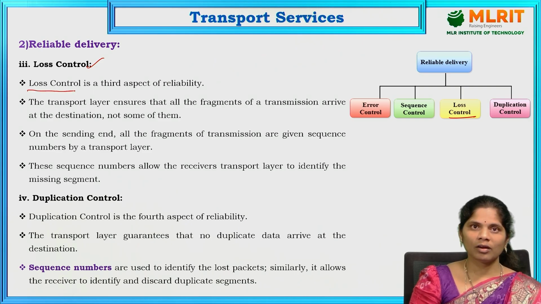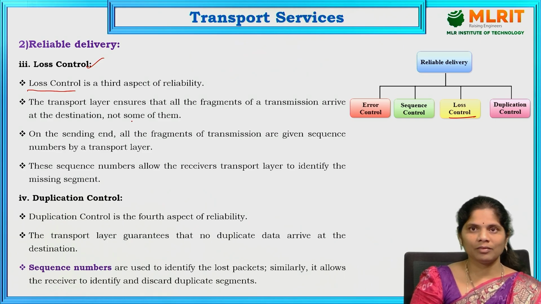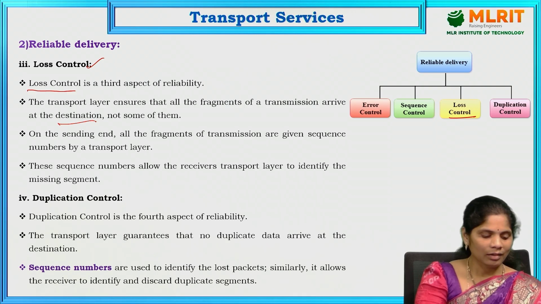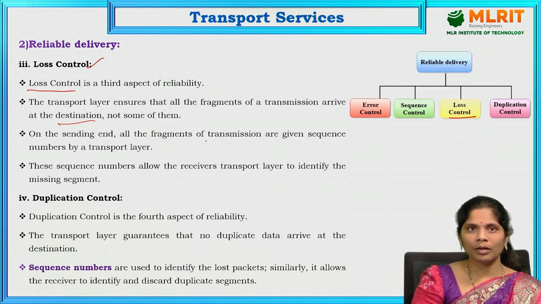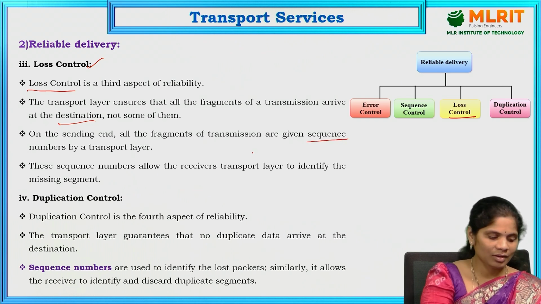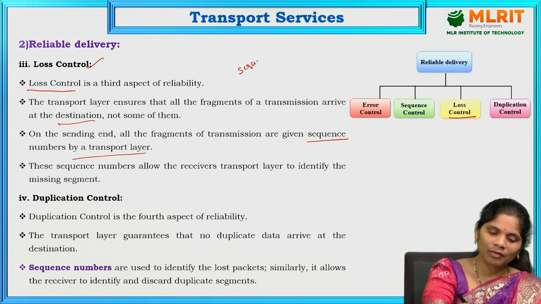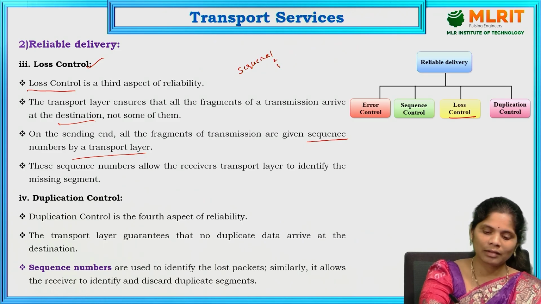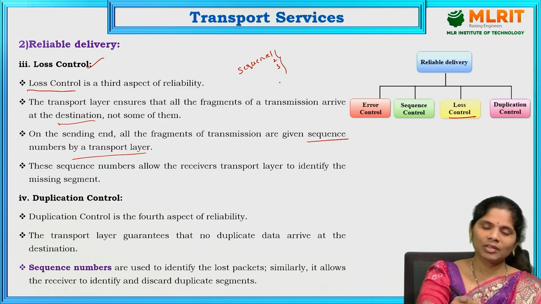Loss control, how is it going to happen? The transport layer ensures that all the frames arrive at the destination; this is going to be checked. On the sending side, all the fragments are given a sequence number by the transport layer. Whenever we are sending the message, we give sequences: sequence 1, 2, 3, like that. We are dividing it in the form of segments, right?